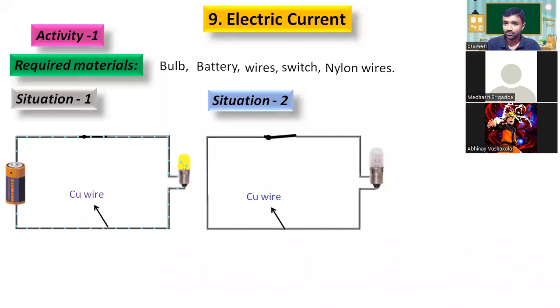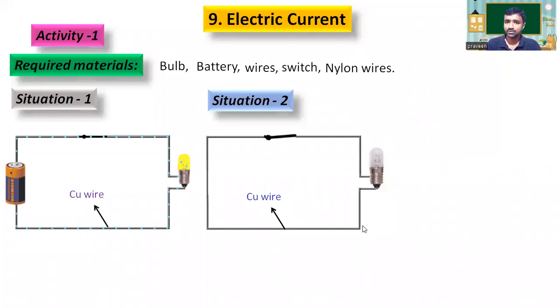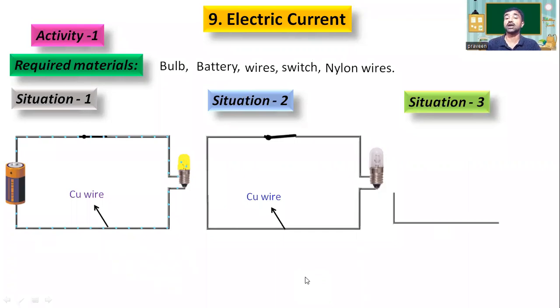No. We didn't see that bulb glow. Right? So I am making a third situation here. In the third situation, instead of using copper wires, I am using nylon wires. As you see in situation 1, I am going to make a circuit. But instead of copper wires, what wires am I using here? In situation 3, I am using nylon wire pieces. So I am making a path using nylon wires, right?